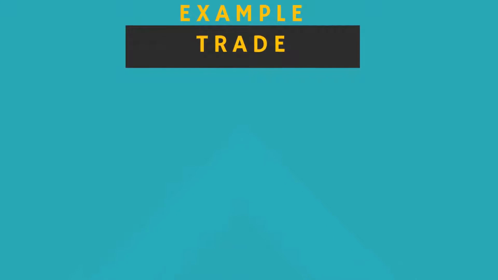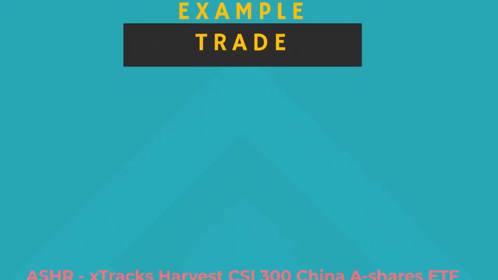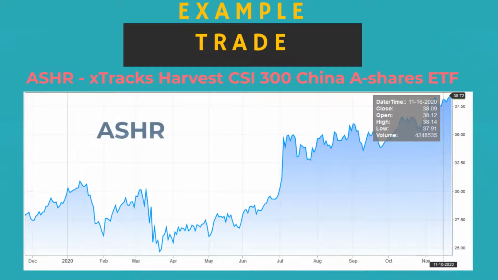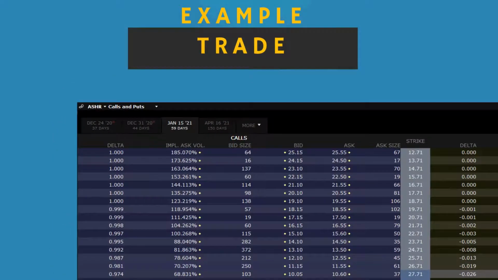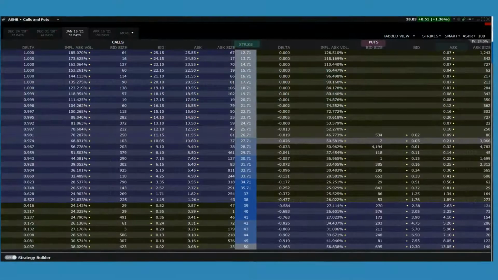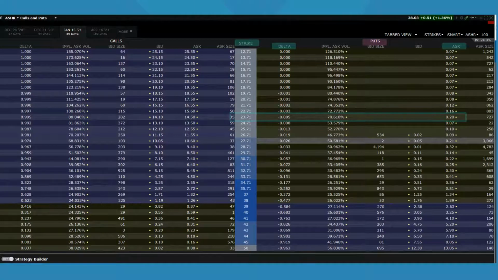For our example, we will allocate $50,000 to ASHR, which tracks the Chinese CSI 300 index, the main index used by global investors to gauge the Chinese stock market. As you can see in this example, the Jan 15, 2021 options are the best choice for our 2-month option expiration requirement, since it has 59 days to expiry at the time of this recording. Due to illiquidity, while the 0.5% delta puts are offered at 20 cents, the 26.71 strike puts, which have a delta of 1.9%, are only offered at 9 cents. Of course, in buying puts, we always want to choose higher strike puts.